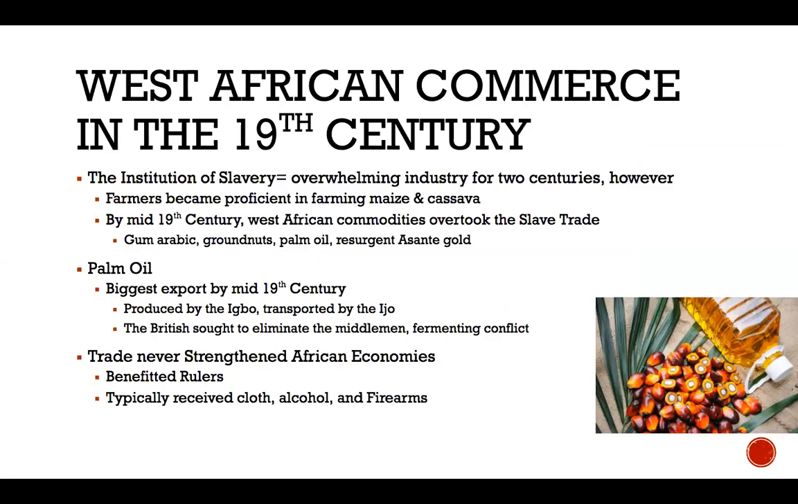Well, for a long time, essentially for the past 3 centuries, the transatlantic slave trade as an institution had been the overwhelming industry in West Africa. However, as part of the trade, some of the things that they received from the Americas were maize and cassava, maize, corn, right, and cassava. And farmers receiving that as part of the slave trade had become very, very efficient in farming these two categories.